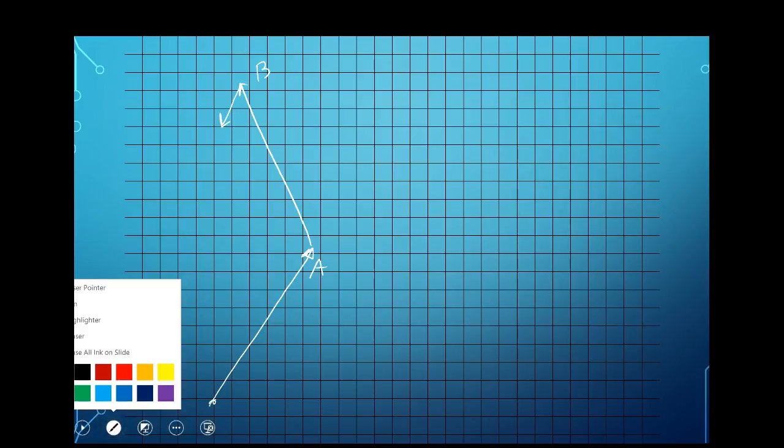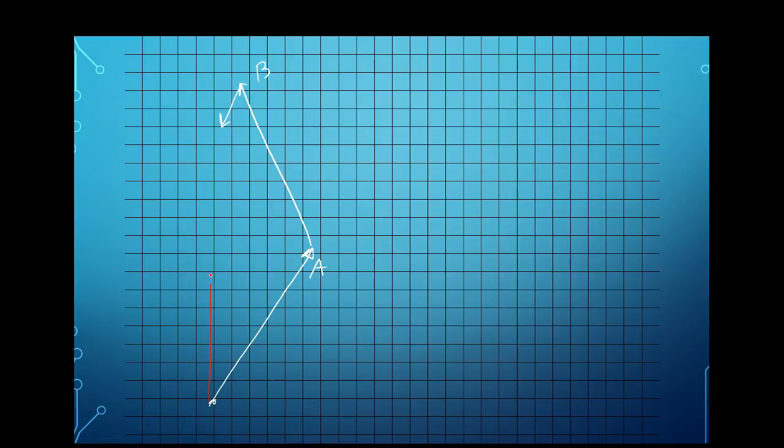And I didn't do my magnitudes very well. A should be a little bit longer in comparison to B, so kind of like this. And so the result should give me something that goes kind of like this. That's almost 90 degrees. There's my result. Okay, so that's how I would add them graphically.